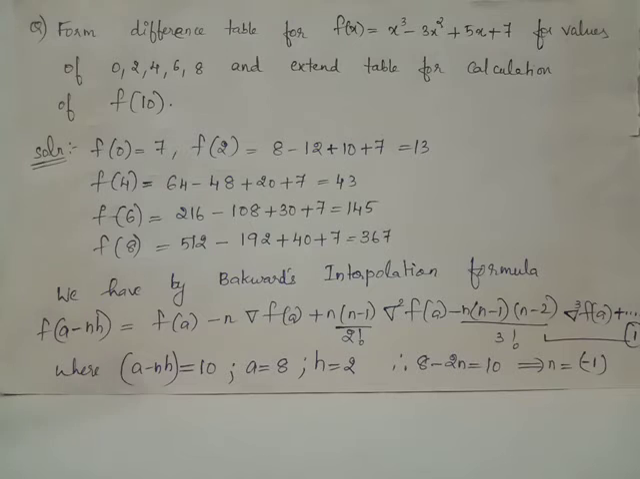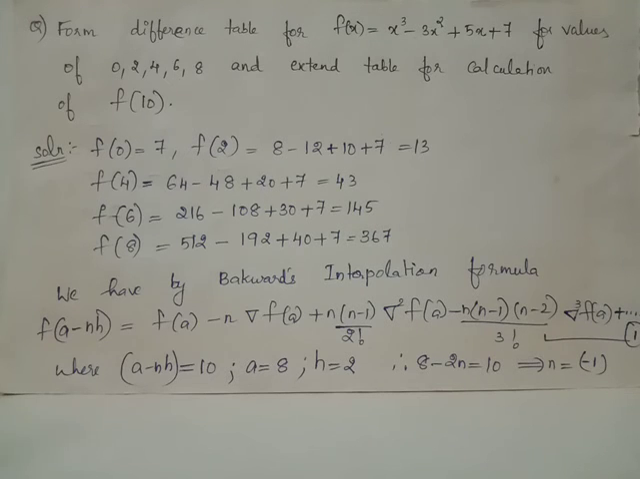By backward interpolation formula, we have f of a minus nh equals f of a minus n times del f of a plus n into n minus 1 upon 2 factorial times del square f of a minus etc. To evaluate RHS, we have to find out n. We have a minus nh equals 10 where a equals 8 and h equals 2, from where we obtain 8 minus 2n equals 10 and thus we have n equals minus 1.